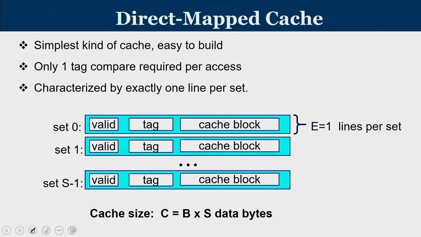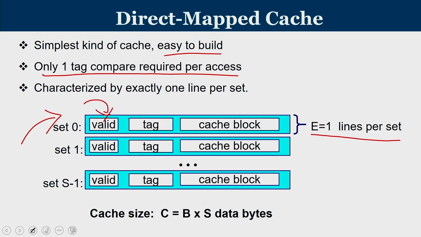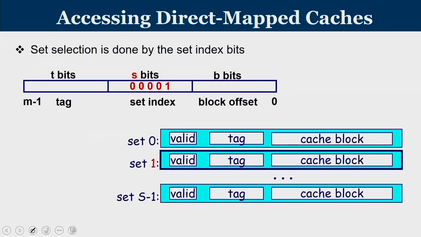Now, a little bit of illustration about direct mapped cache and set associative cache. Direct map is the simplest kind of cache. It's very easy to build. There is only one tag to compare. So once you get into a set, you know that the particular set has only one line. So you go and check whether the valid bit is equal to 1 or not. If the valid bit is 1, check if the tag is the same as the tag that you want. If so, this is your data; using your offset, extract it.